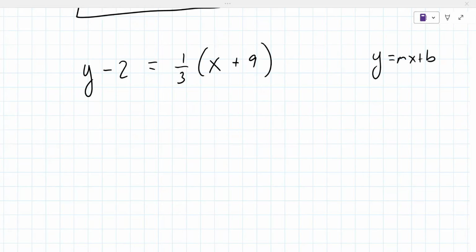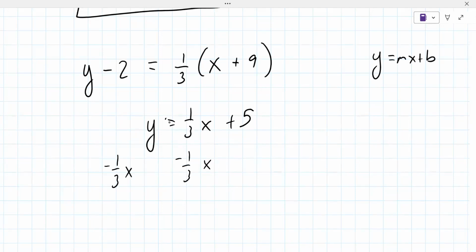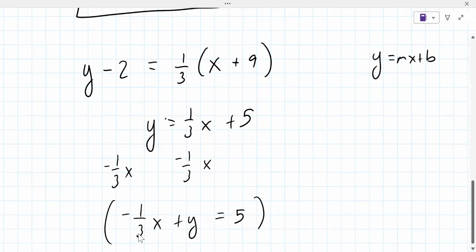Y equals 1/3 x plus 5. Very good. So this time we're going to subtract 1/3 x from both sides to go to standard form. So minus 1/3 x plus y equals 5. And then now what will we multiply everything by to undo the 3 on the bottom and then the negative in front?